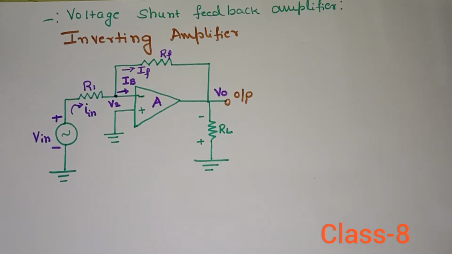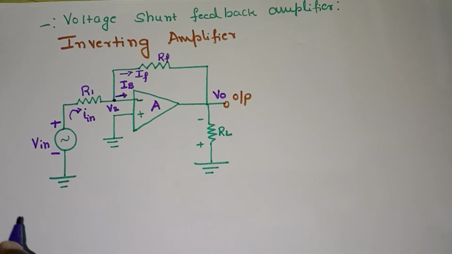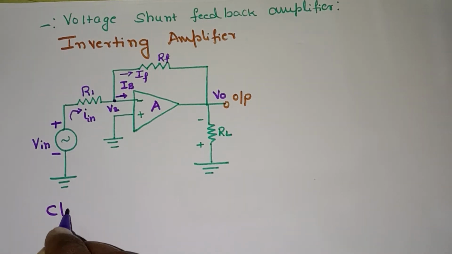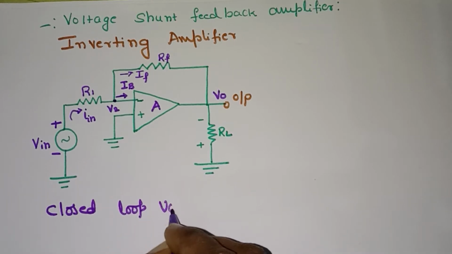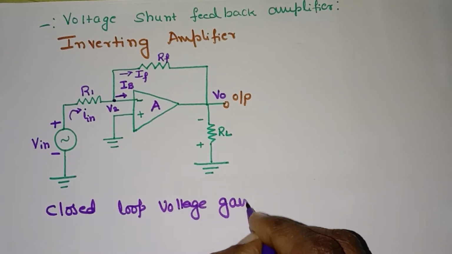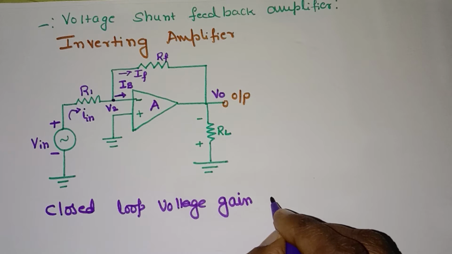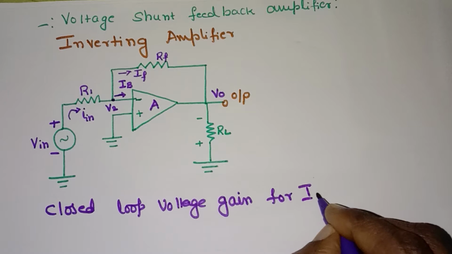Let us start to derive the expression for the closed loop voltage gain for the inverting amplifier. Okay, so what we are deriving today, we are deriving closed loop voltage gain for inverting amplifier.